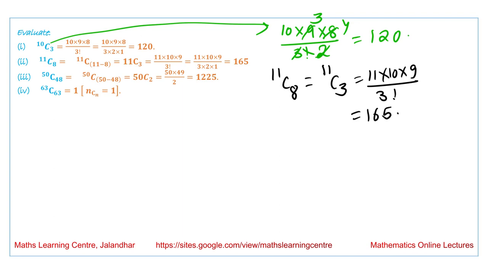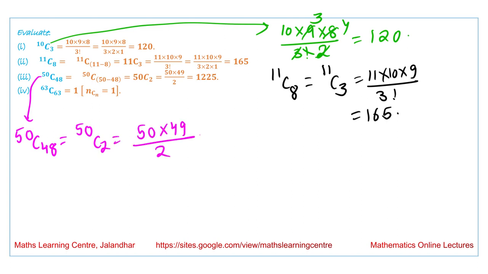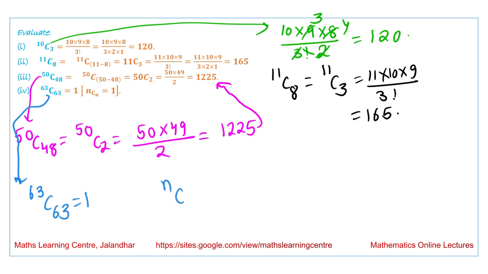Next we have 50C48. So that is equal to 50C2. That is equal to 50 into 49 divided by 2 factorial. Answer we have is 1225. This is the answer we obtain in this case. And the last part we have is 63C63. The answer is 1, because we know that nCn is equal to nC0, that is equal to 1.